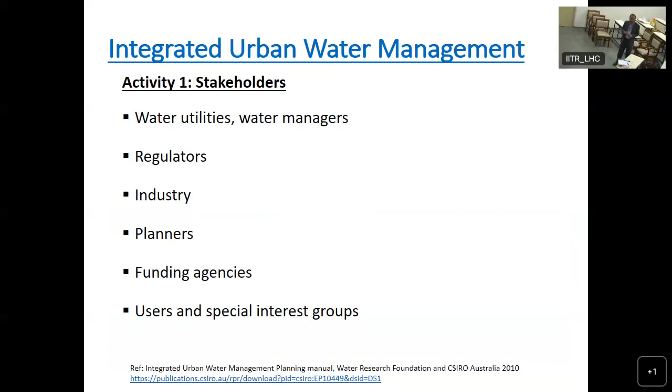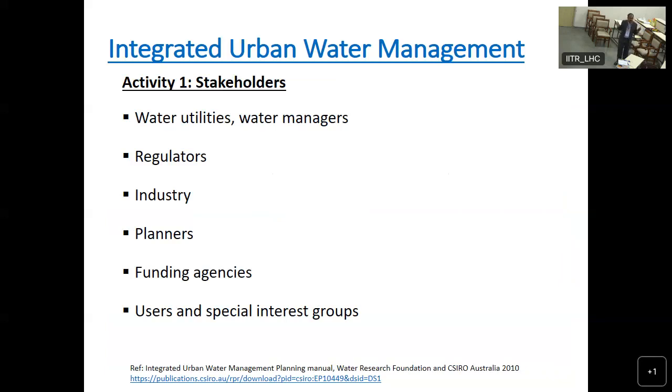Industry, it can be manufacturers, whether we are proposing some system, whether they are available in the market, who is going to manufacture. So industry should also be consulted in providing service. The planners can be town planners. As you said before, the water system design should include water management.